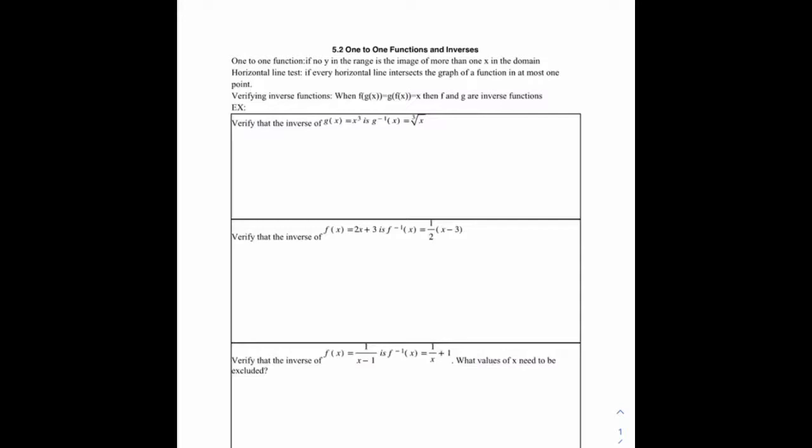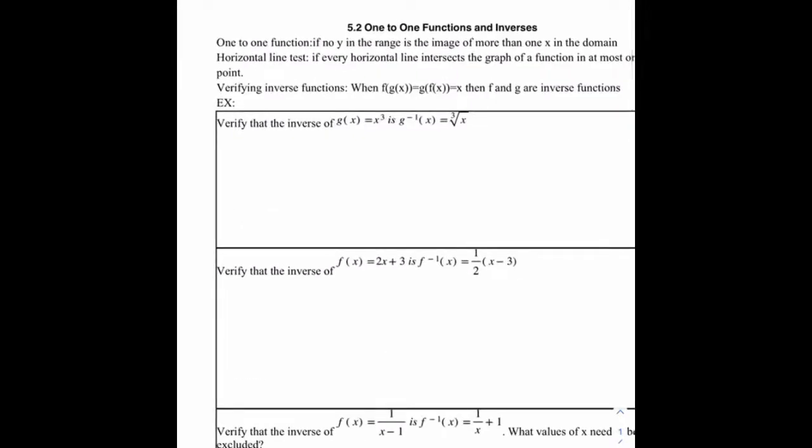And then verifying your inverse, we did this on the last question of 5.1, and it's doing the composite of f of g of x equals g of f of x, which equals x. So let's go and verify an inverse. The first one we have is g of x equals x cubed, and then the inverse is the cube root of x. So we're going to identify if this is true.